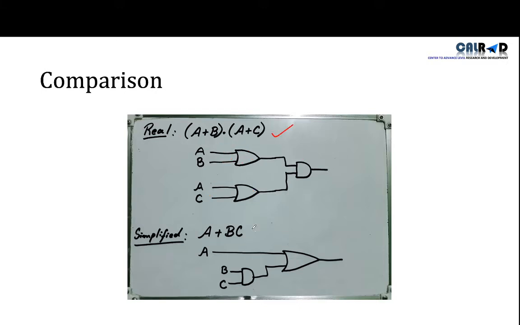Now we will draw the same diagram for the simplified equation. Here we have one gate, and one gate to combine these two. Because this is plus, whenever there is a sum, we use the OR gate. So first of all we will draw the OR gate, and what is the first input? A. So we will give the input A. The second input is B into C. So these are combined with multiplication, and for multiplication we use the AND gate. So B into C goes through the AND gate, and their output will be here.